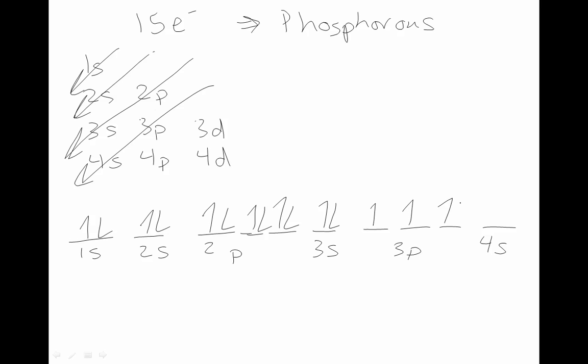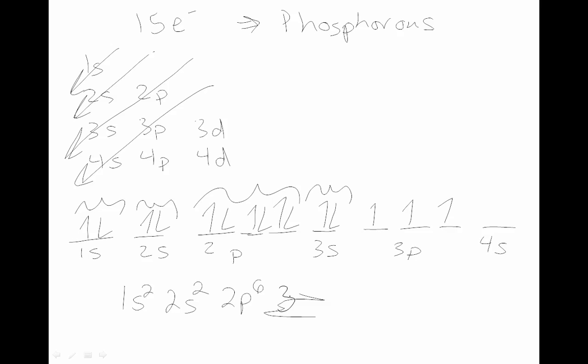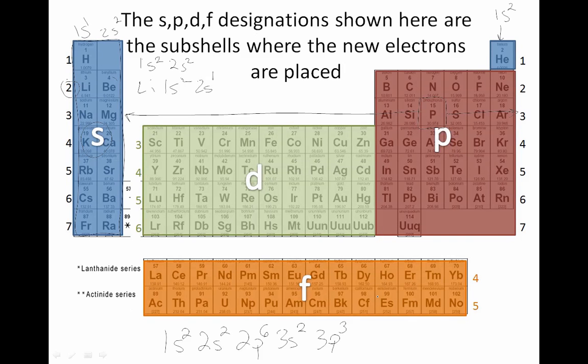Okay, and now let's write its electron configuration. 1s2, 2s2, 2p6, 3s. Alright, after 2p6 goes 3s2, then 3p3. Is that the same thing we said before? 3s2, 3p3. Perfect.